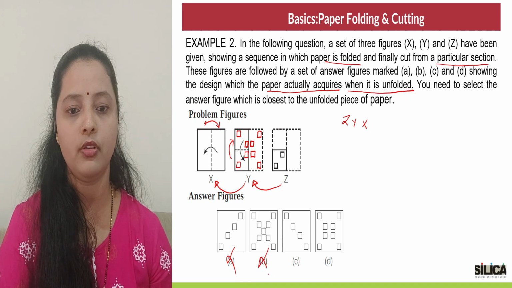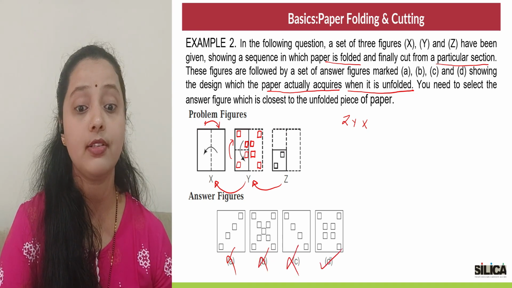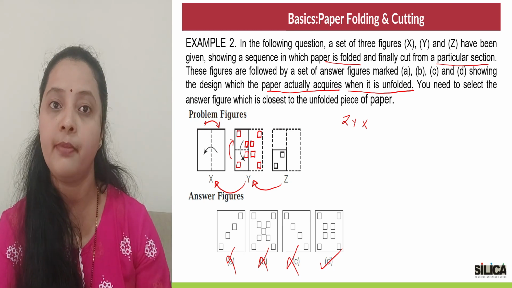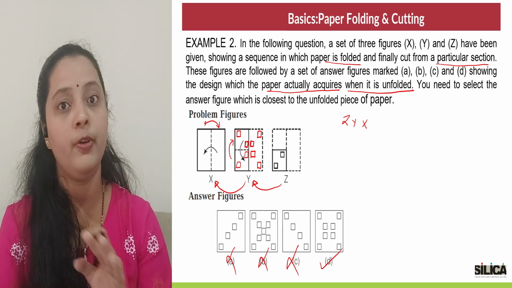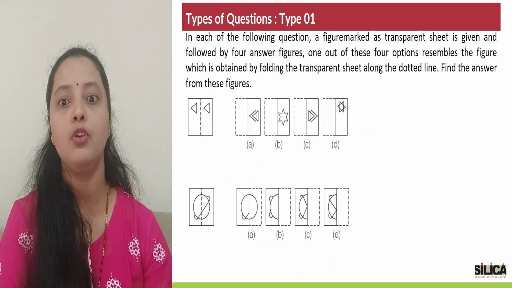A option is gone, B option is gone, and so is option C. The only option that fits is option D. Idea clear, everyone? So this is paper folding and cutting. I hope you have got the idea. Now let's try to implement it with some questions. Here we go. So the first type.